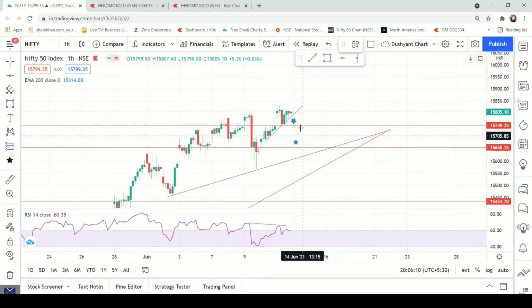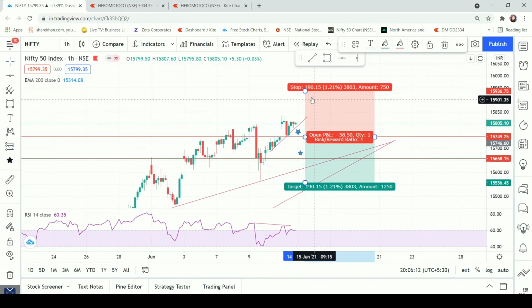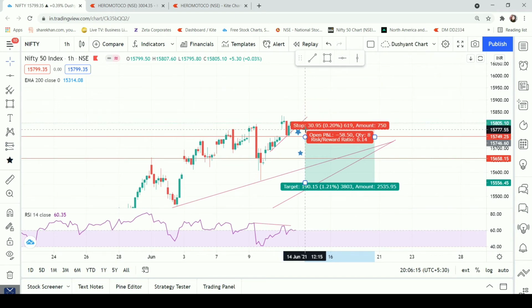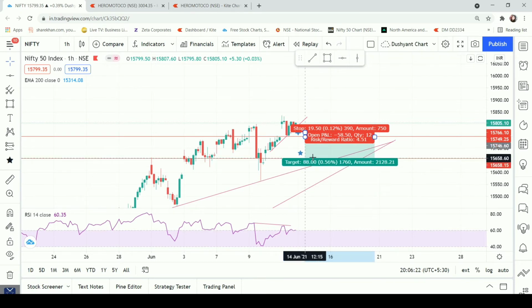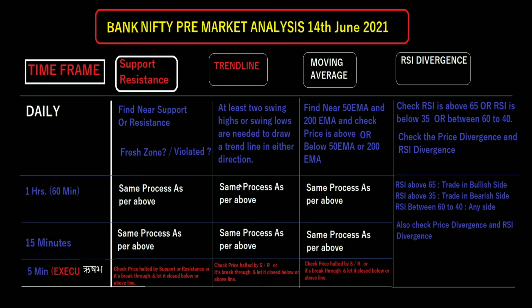Short position. Okay, we will keep a stop loss of 20 points, here. So next, with the same measures, we will do the analysis of Bank Nifty.